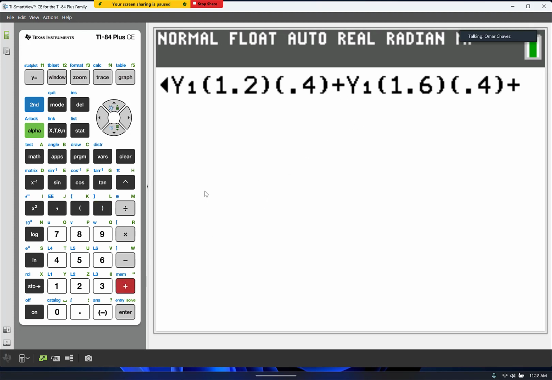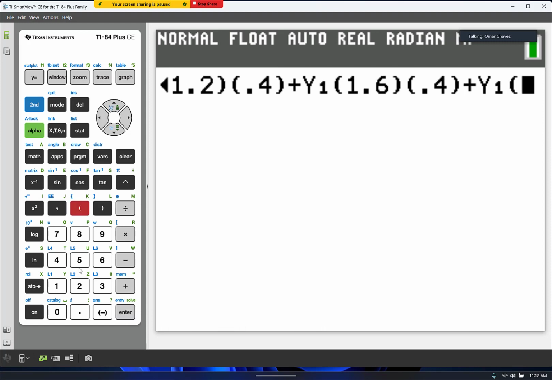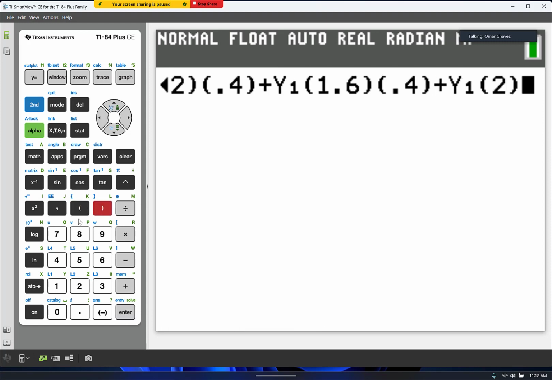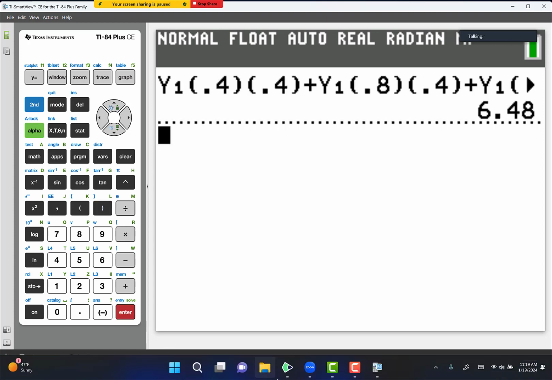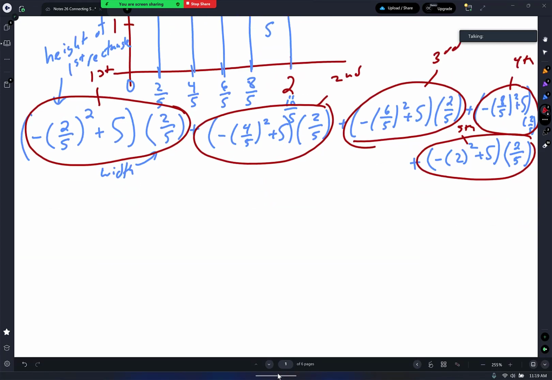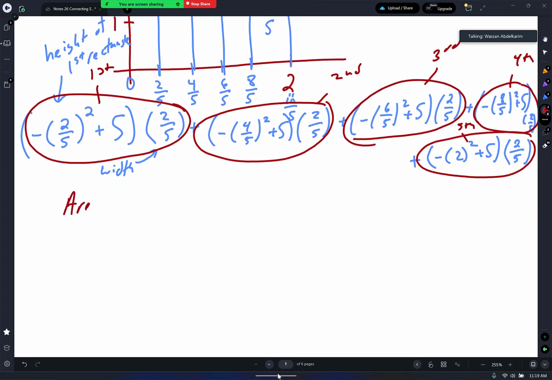And then finally, alpha trace y1 at 2. And I'm multiplying that by 0.4. If I did everything correct, did you guys get 6.48? Okay. Yes. Awesome. Area using 5 rectangles is 6.48.